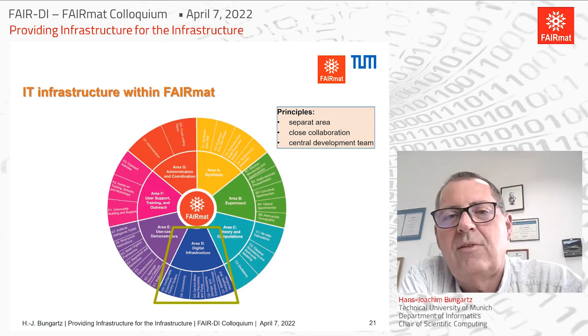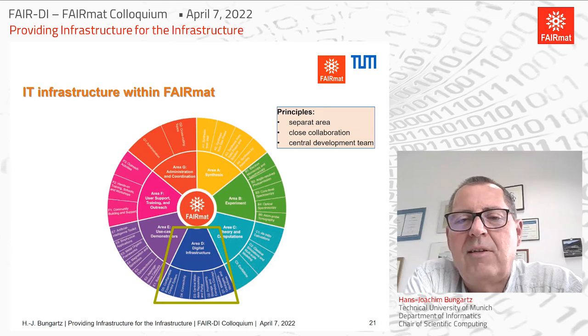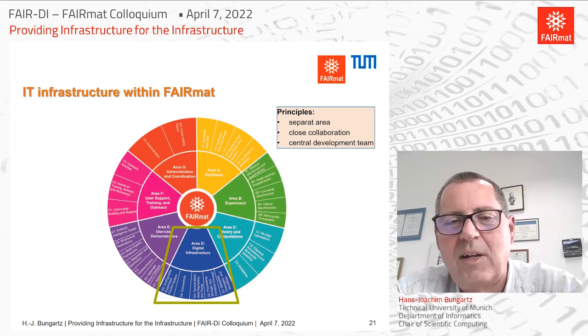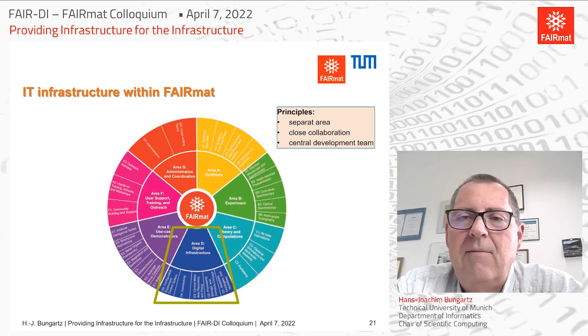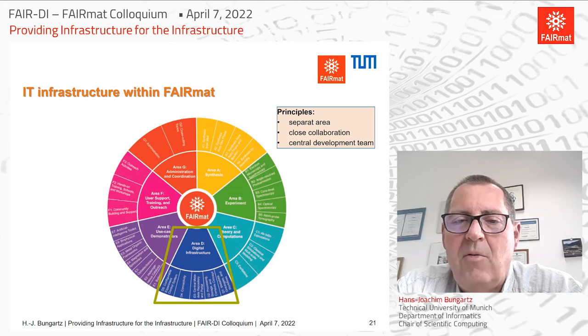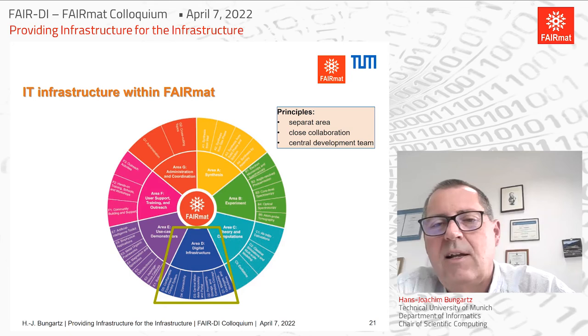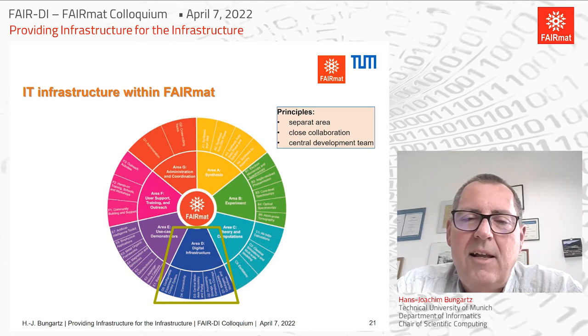And then there is the area D, which is a particular area just addressing infrastructure. So to some extent, this is a kind of centralized or federated group that shall develop the things that are needed in the different areas. So we have organized it as a separate area, but of course in very close collaboration with the other areas. There's even the idea that we have shared people, so people who are to some extent on the payroll of Area D and to some extent on another payroll, so that they really deliver this kind of a bridge.